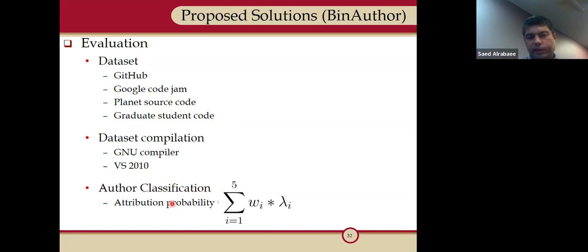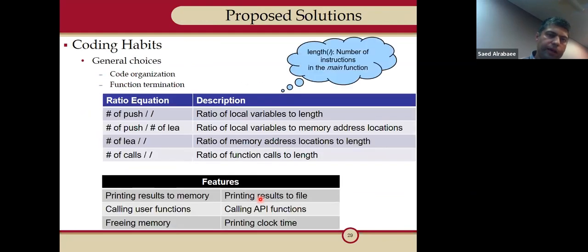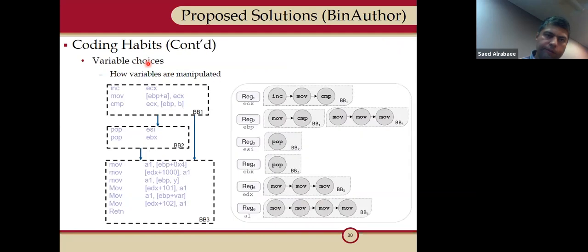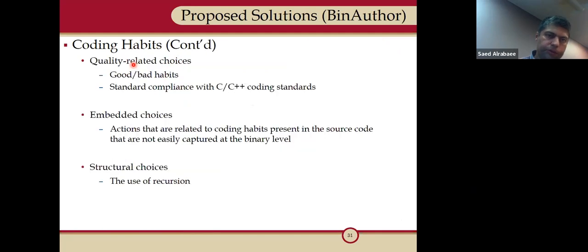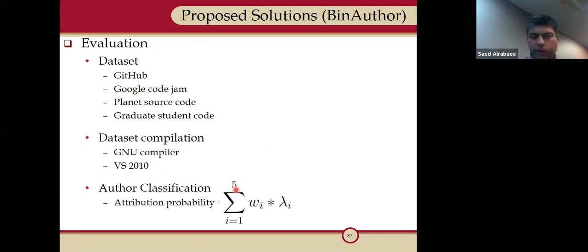Here, for author classification, we give a weight to each choice. If you remember, we have general choice, number 1, variable choice, number 2, quality-related choice, number 3, embedded, number 4, and structure, number 5. That's why we have 5 here. And the weights at the beginning, to be honest, were manual. Like, okay, based on our experimental results, give this 20, this 30, but we found that was not good. We tried to do something else.